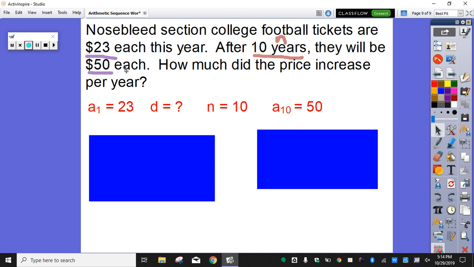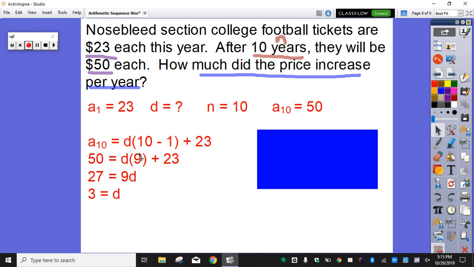So that sounds to me like a total amount, not necessarily a rate of change. The other hint there is that it says how much did the price increase per year. That describes your common difference. What's the increase per year? So that tells me that I already said that N was 10, so it must be the A sub 10 is 50. In case I wasn't sure of that to begin with, there were clues.